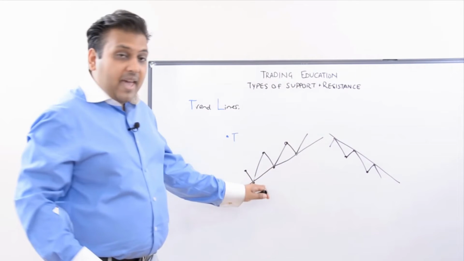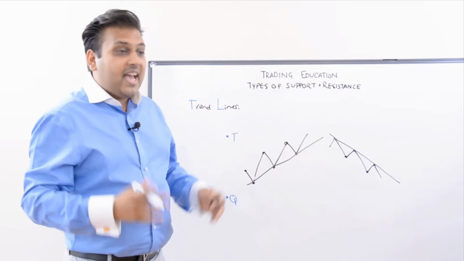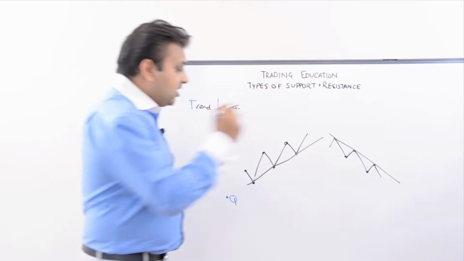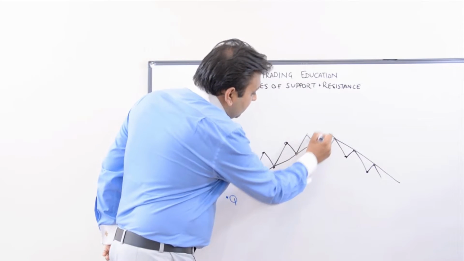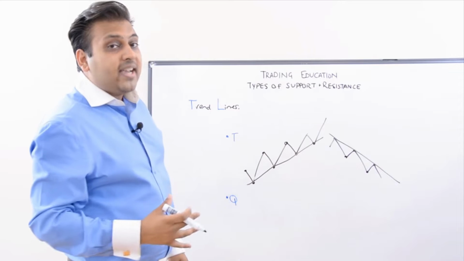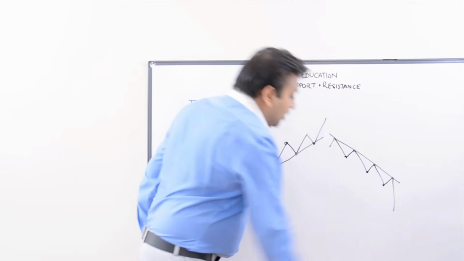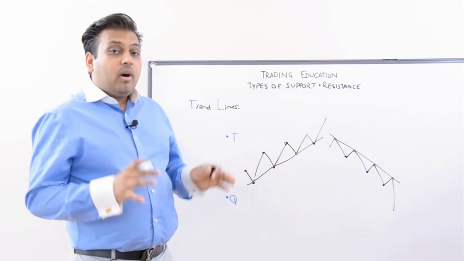We then expect these trend lines to go on and continue acting as forms of, in this case, support. And in this case, we'd expect this to continue acting as a form of resistance. So that's the idea behind trend lines.